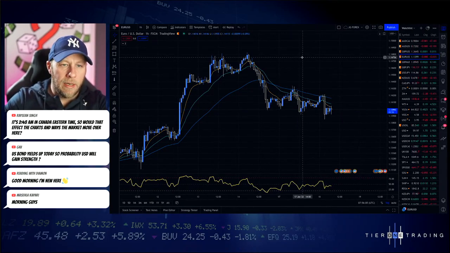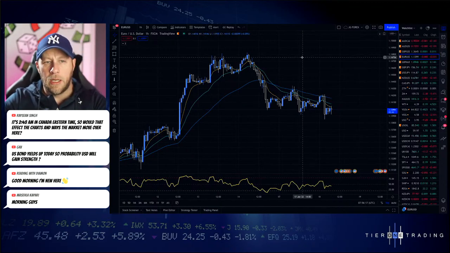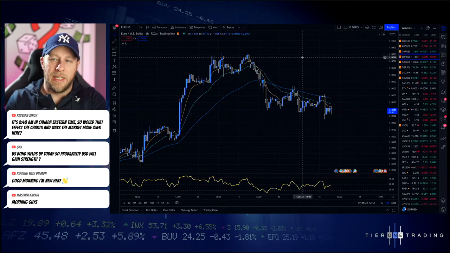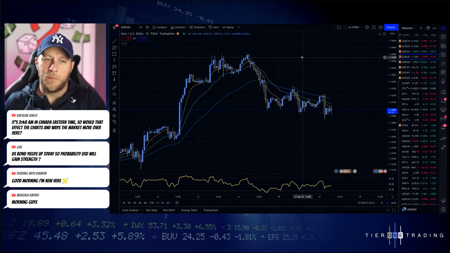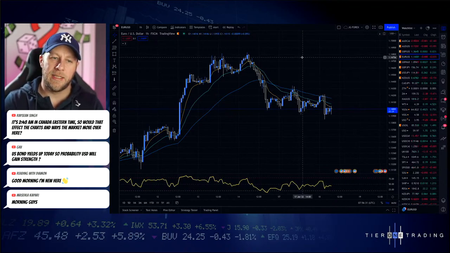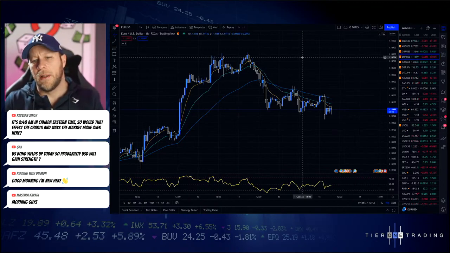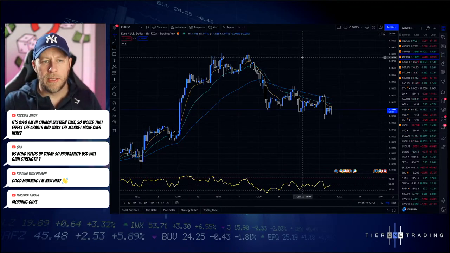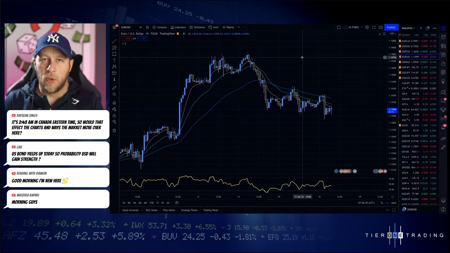It's 2:48 a.m. in Canada Eastern Time, so would that affect the charts and the way the market moves over here? No, the markets are the markets. The markets are the same. Everyone's seeing the same market at any given point in time. If you open up your connection to the markets, to your broker connection, you're going to see the same as what everyone else is seeing, bar some tiny discrepancies. But that's it. The markets are the same. So if you're getting up at 2:48 a.m. in Canada, then that is still the London session, which is one of the busiest sessions.